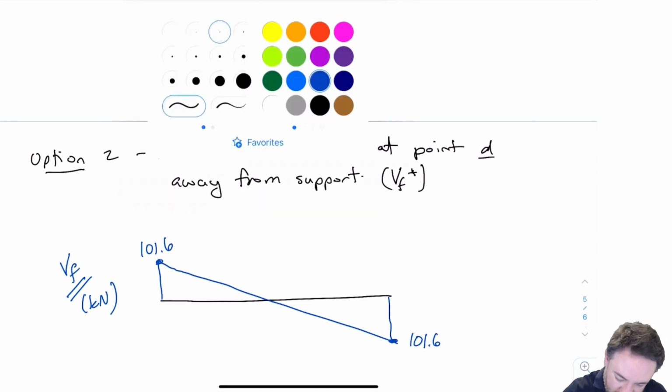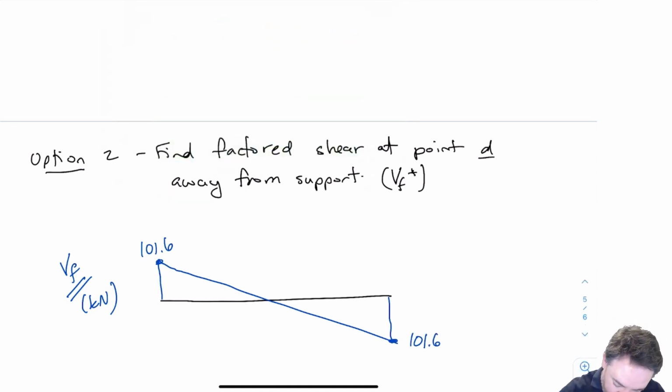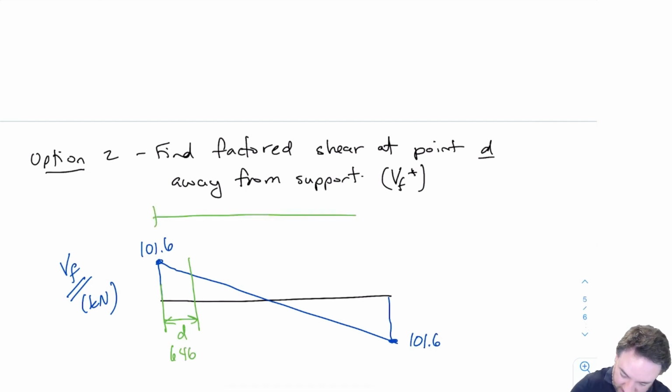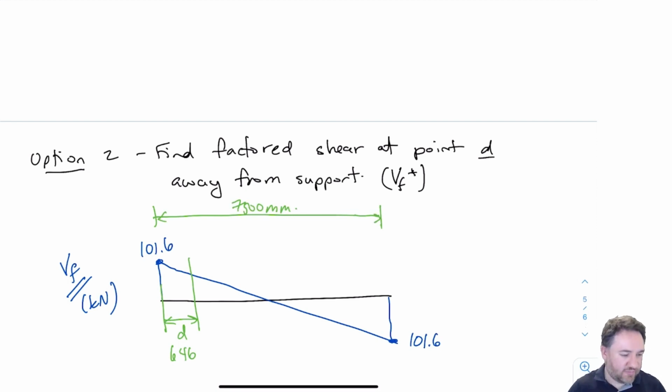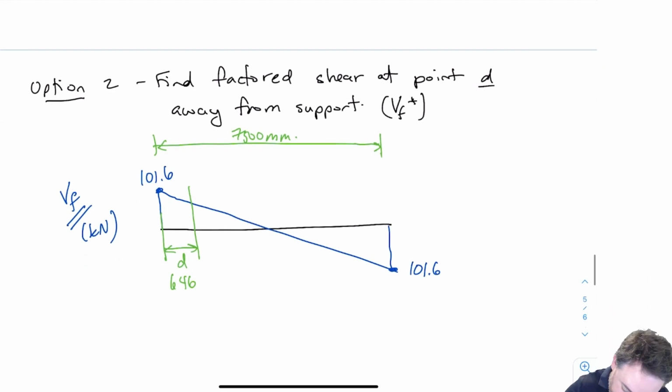So now, instead of using the shear at this point here, we're going to go D away and find the shear force at that location. So D here is 646. Our total length, as we recall, is 7,500. So you see it's a very small distance away relative to the total length, but let's just see what we get. Okay, so I'm going to use similar triangles to do this.